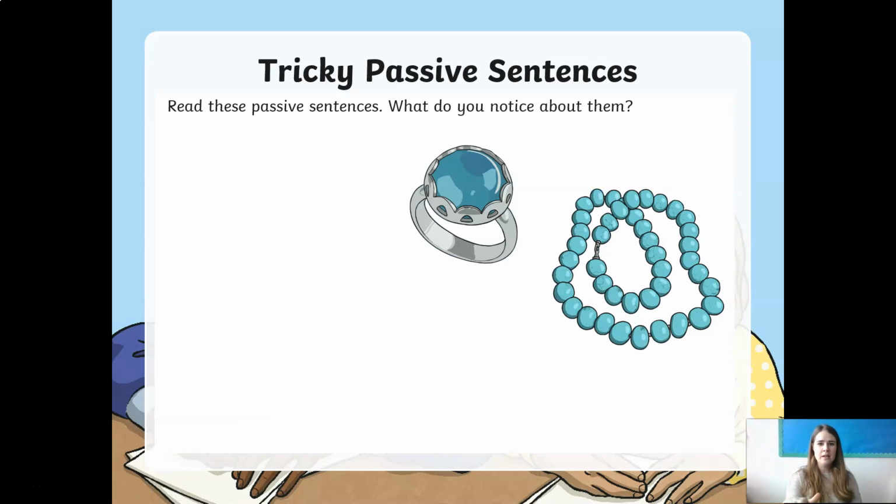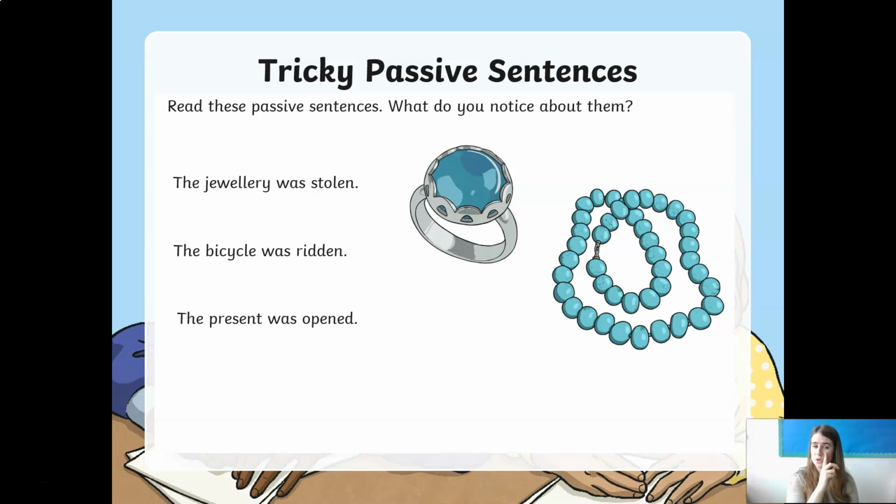Okay. Now we're going to read these passive sentences. I want you to think, what do you notice about them? Okay. So the jewellery was stolen. The bicycle was ridden. The present was opened. What do you notice? What might be missing from my sentences?